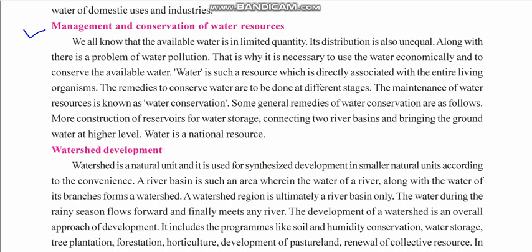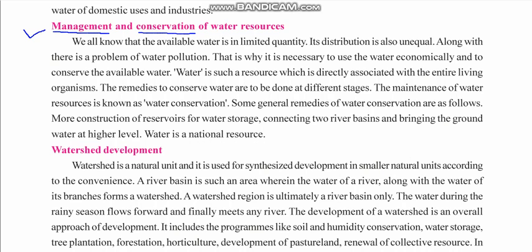Management and conservation of water resources. Now understand these words: management and conservation. Management means to manage, how to handle it. While conservation means to preserve or to carefully take care of it and see that it is increased in the future, or it can be used by the future generation also.